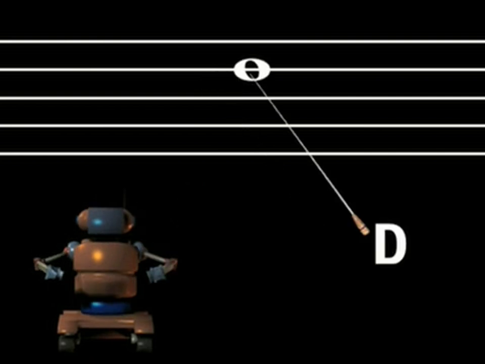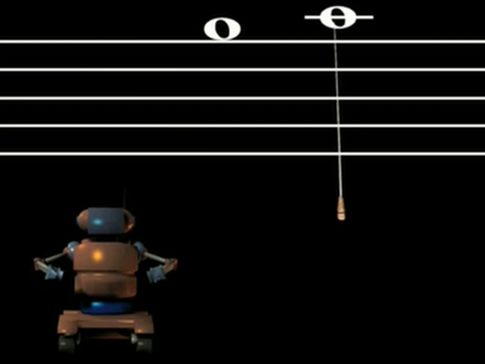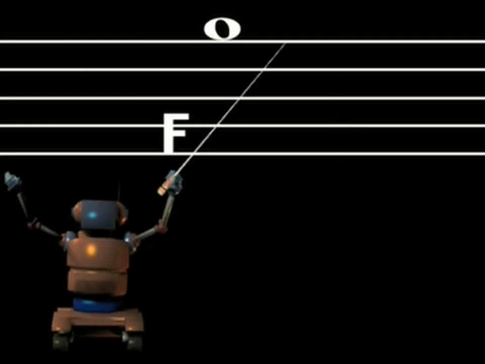What about this space? Let's call it the note C. Then the line above is D. If this is the note G, can there be a note higher? Yes. But we must add a ledger line, and it is the note A. And below the note is F.